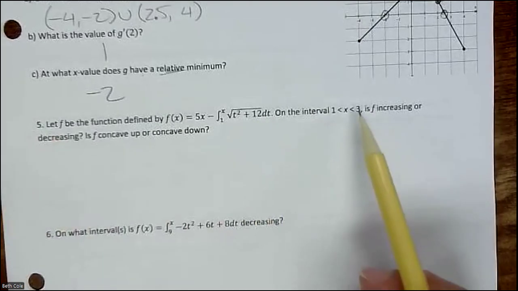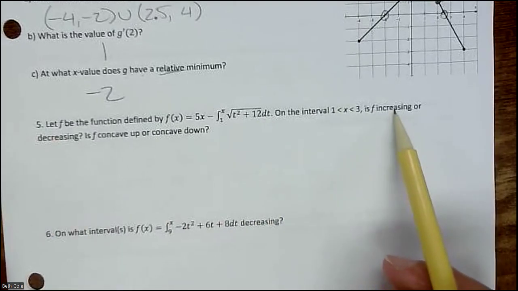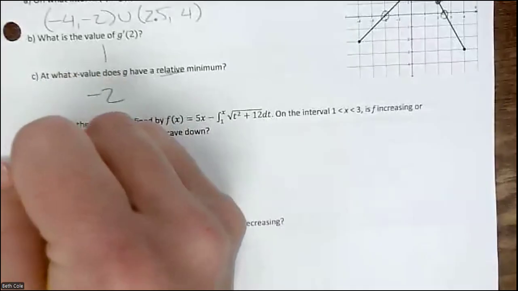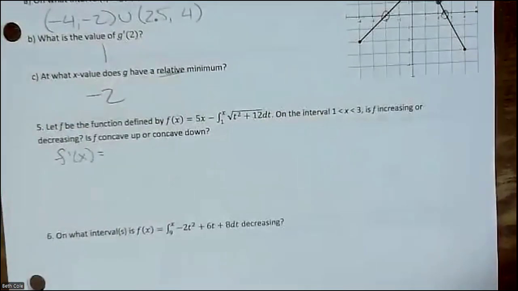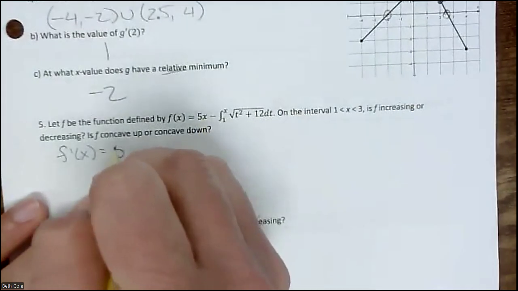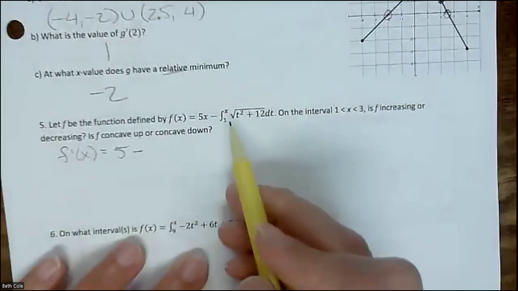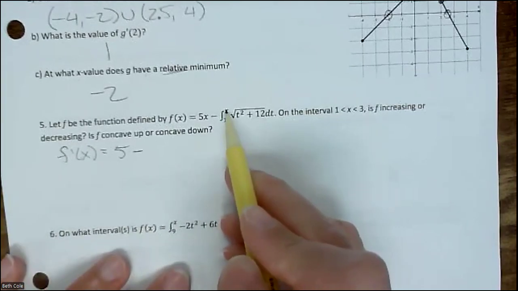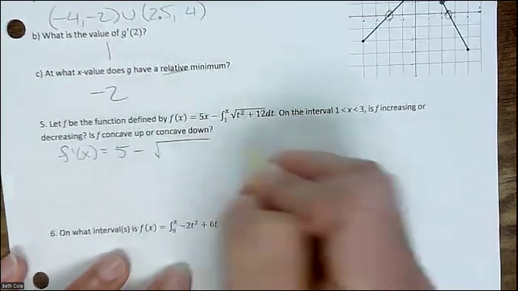Let f be this function. From 1 to 3, is f increasing or decreasing? That comes from your first derivative. Concave up or down, that comes from second derivative. All right, so let's do one thing at a time here. F prime, derivative of 5x, 5 minus, all right, derivative of an integral. It's going to cancel out. You're going to just take the x and plug it in.